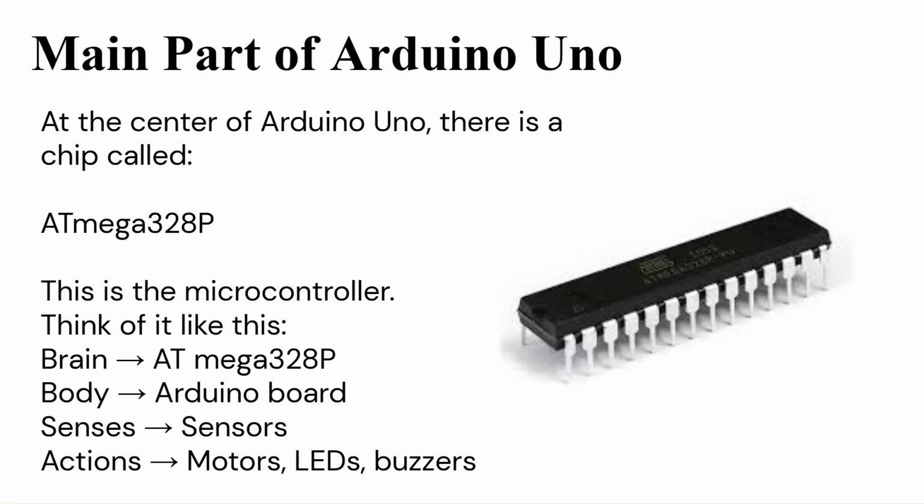At the center of Arduino UNO, there is a chip called ATmega328P. This is the microcontroller. Think of it like this. Brain: ATmega328P. Body: Arduino board. Senses: sensors. Actions: motors, LEDs, buzzers.